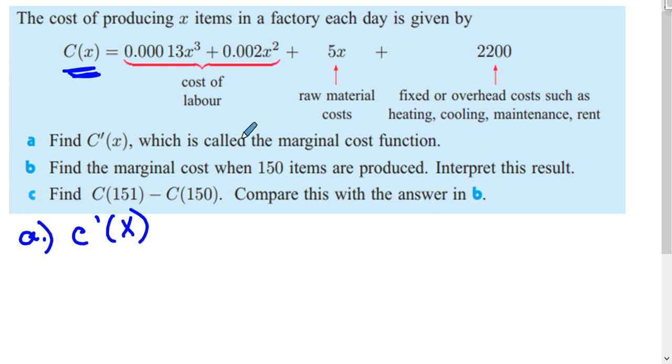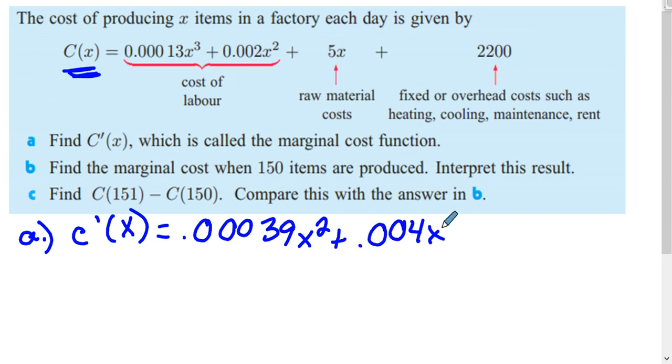Okay, so when I take the derivative of C of x, doing all of the multiplication, we should end up getting 0.00039x squared plus, multiply the 2 by the 0.002, and we get 0.004x, and then the derivative of 5x is 5. So that's my derivative function. So now what I want to do is find my marginal cost when 150 items are produced. So what that means is I want to plug 150 in for x in my derivative function, because again, this is the marginal cost function that we just found.